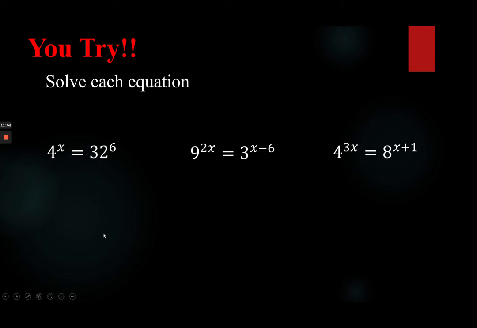So here is our first example. 4x is equal to 32.